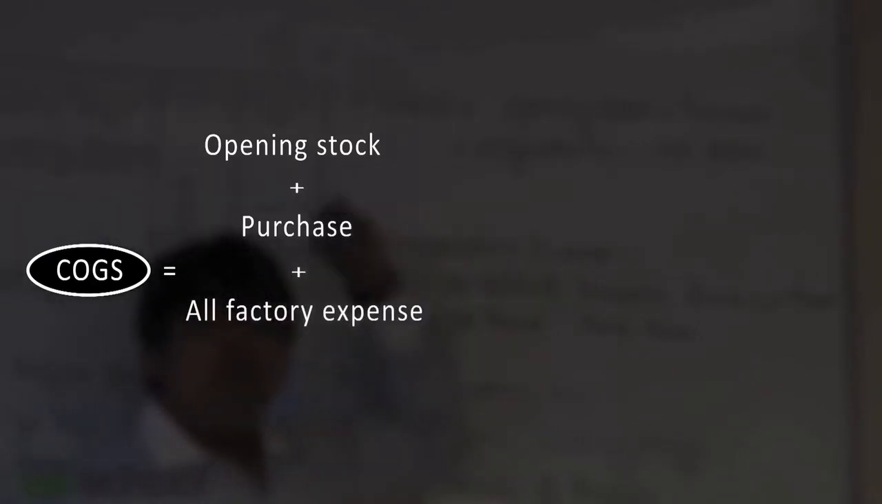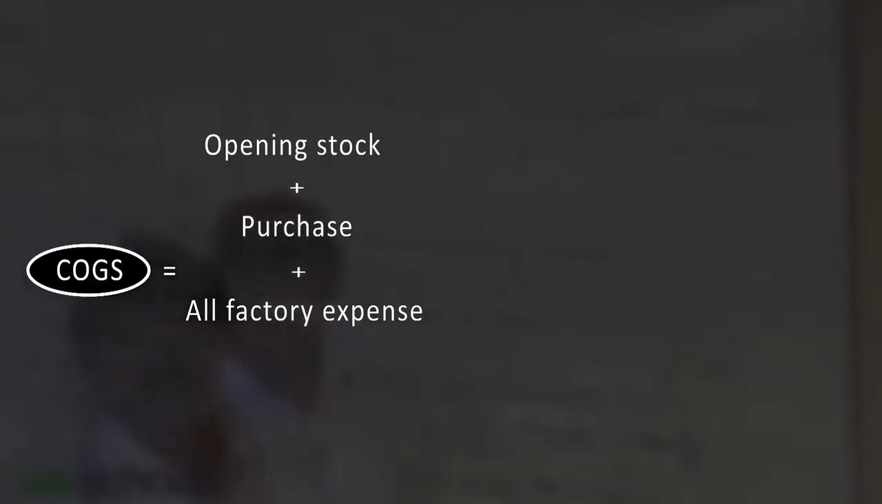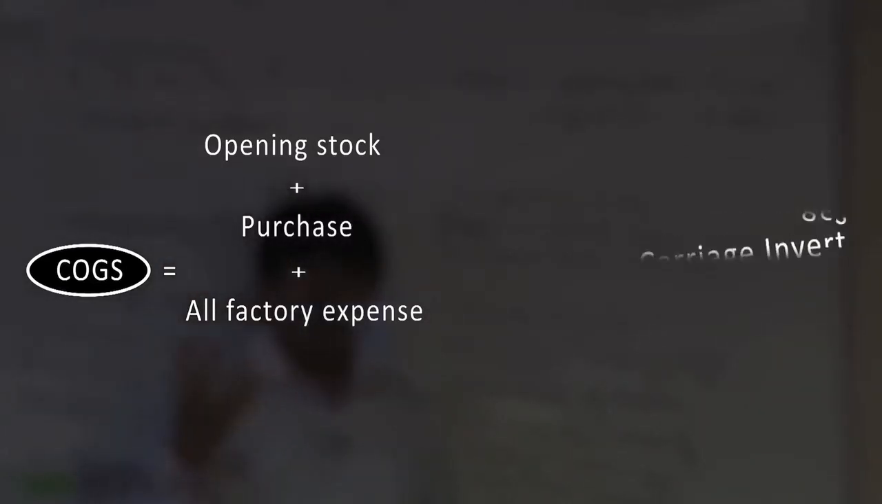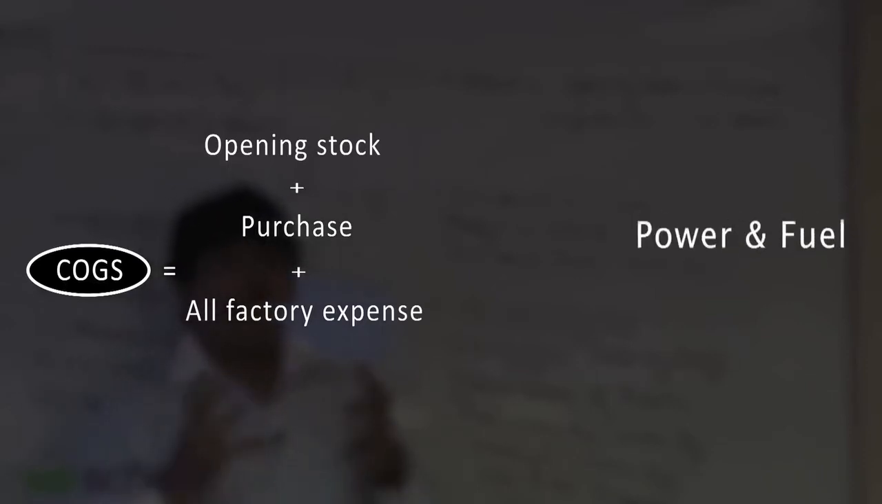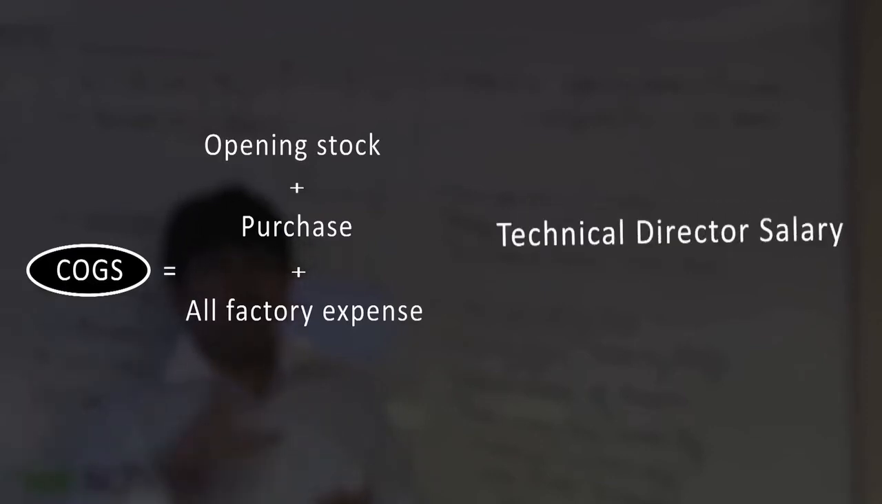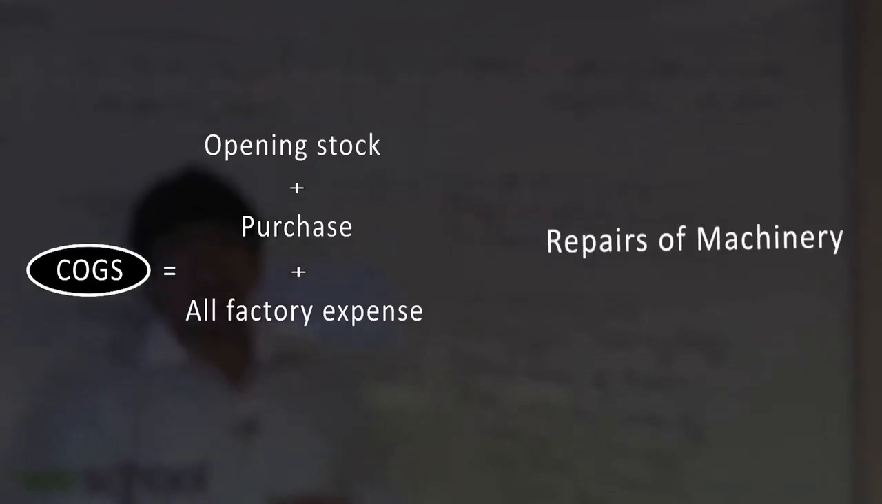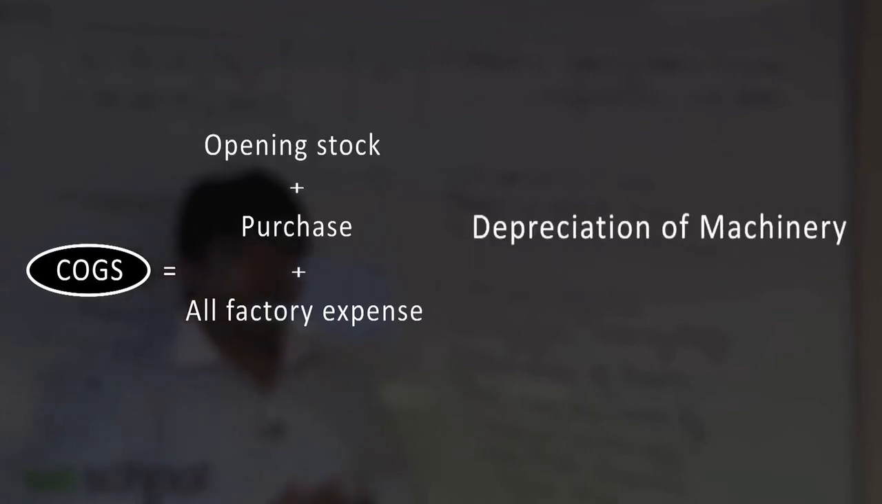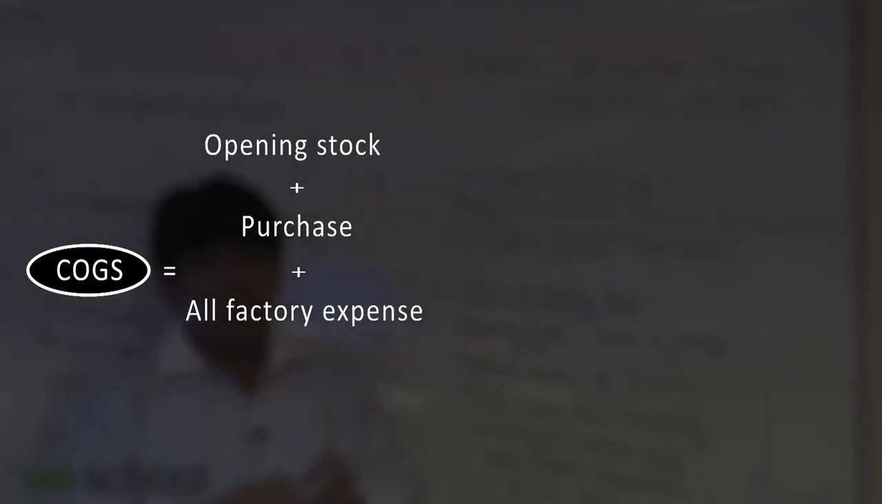Now, in order to find cost of goods sold, meaning the total factory expense, I'll first take the opening stock of raw material or whatever the stock is, plus purchase of raw materials for the production, plus all factory expenses. For example, carriage inward, wages, freight inward, factory insurance, power and fuel, coal and gas, works manager salary, factory manager salary, technical director salary, repairs of machinery, depreciation of machinery. All factory assets depreciation will be recorded under COGS, minus the closing stock.